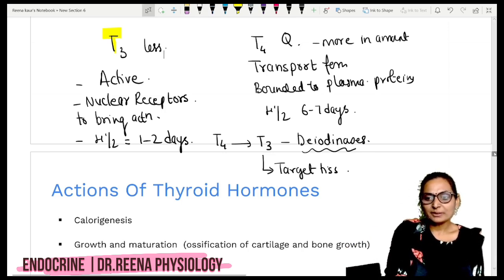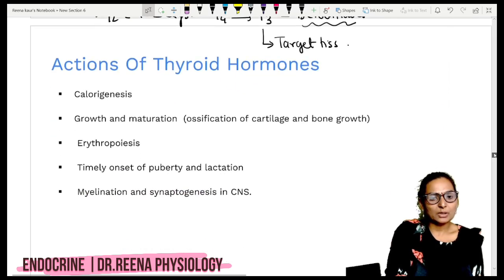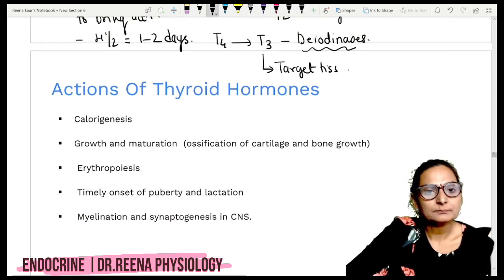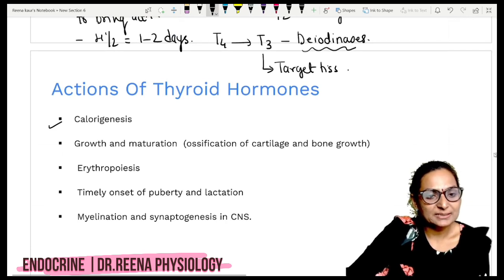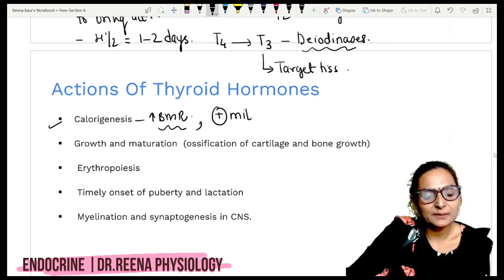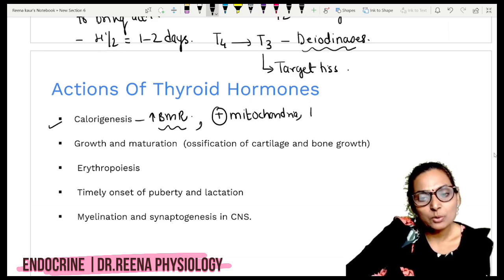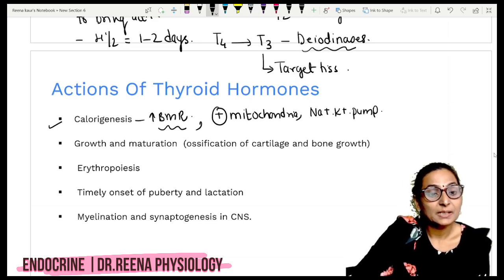Now, the most important actions of the thyroid hormone are calorigenesis. It increases our BMR. Right? It stimulates the activity, the number of mitochondria, and also the sodium potassium pump, and therefore the BMR increases.